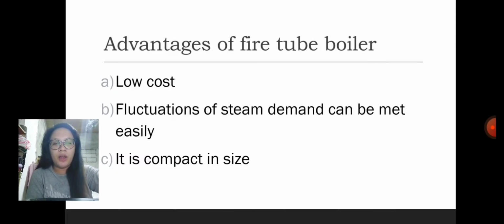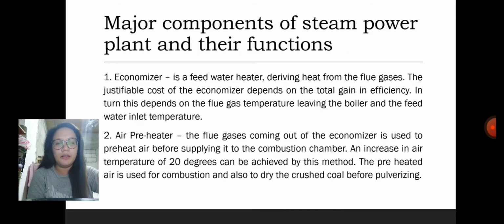Advantages of fire tube boiler. It has a low cost. Fluctuations of steam demand can be met easily, and it is compact in size.